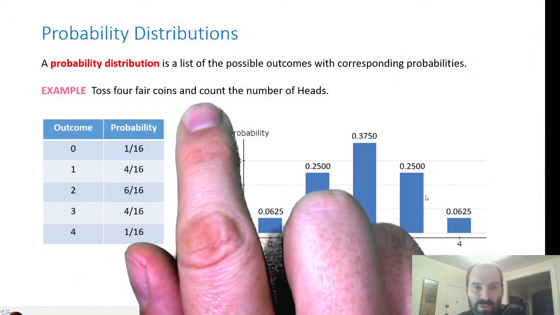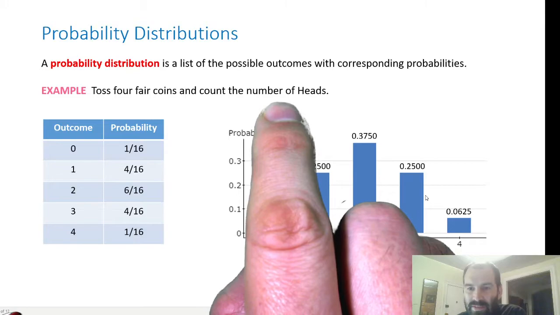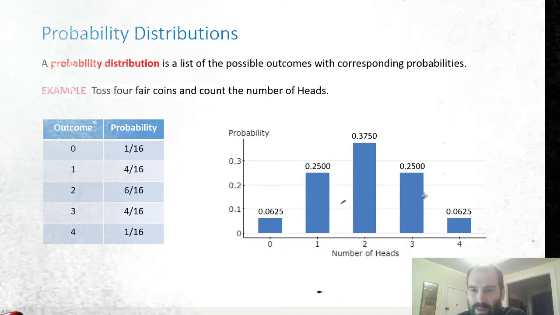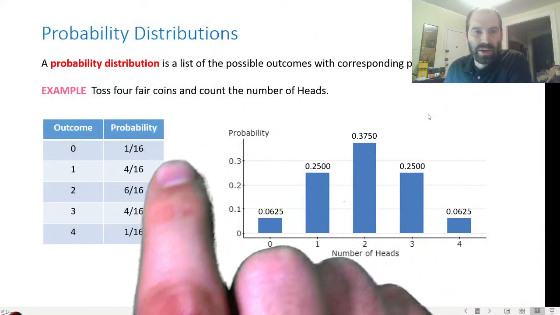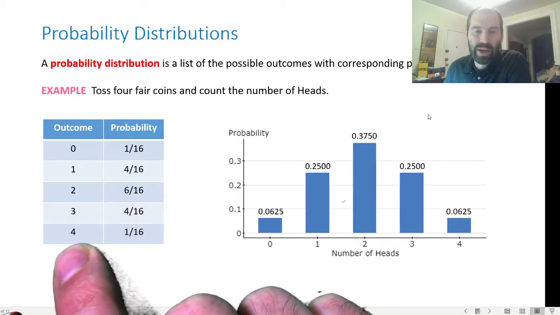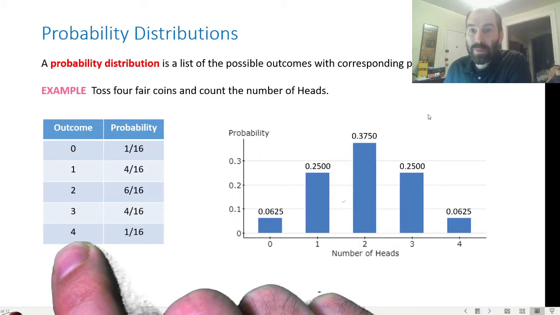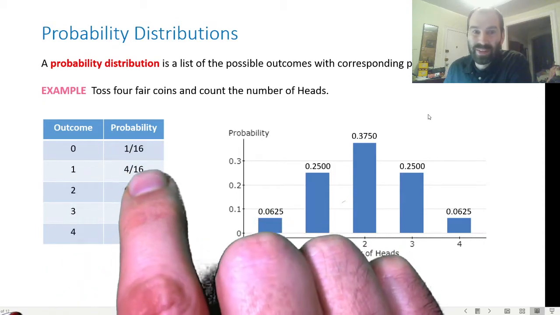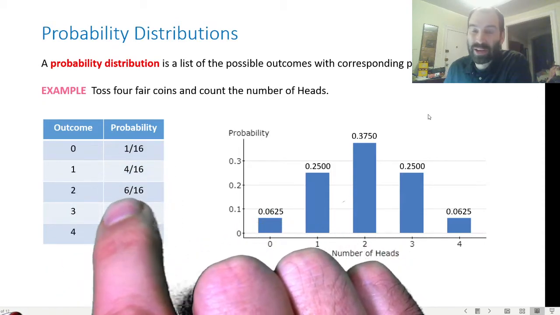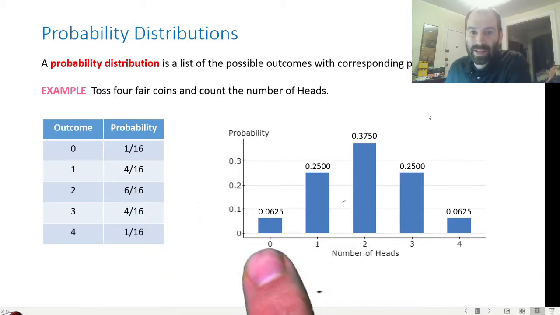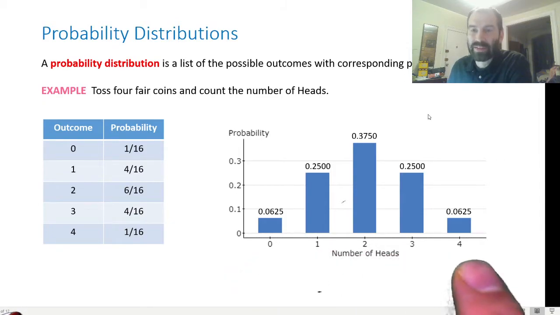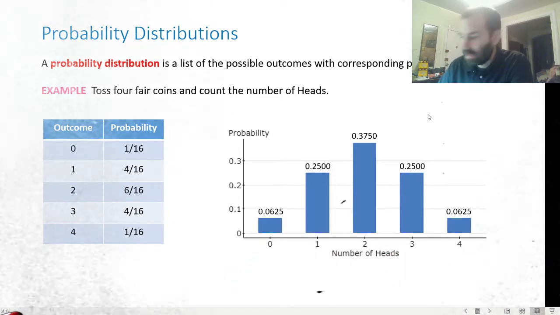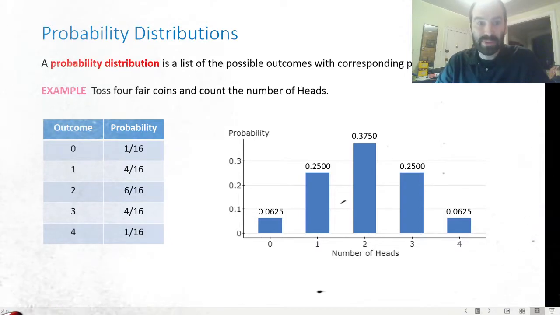Let's look at the next one. Here we're tossing 4 fair coins and counting the number of heads. I can have anywhere from 0 to 4 heads if I toss 4 fair coins, right? Now, what are the probabilities? Well, now they're not all the same. The likelihood that I have 0 heads is different than the likelihood I have 2 heads, right? And the distribution as a table, as a graph, would look like this. So this is the probability distribution: each outcome together with the probabilities.